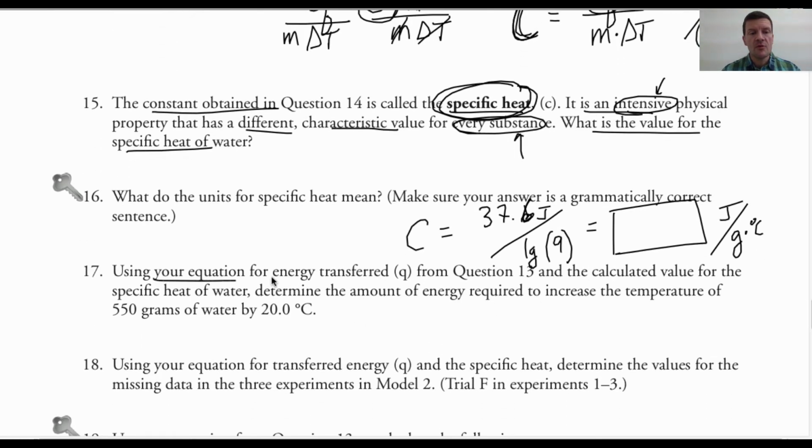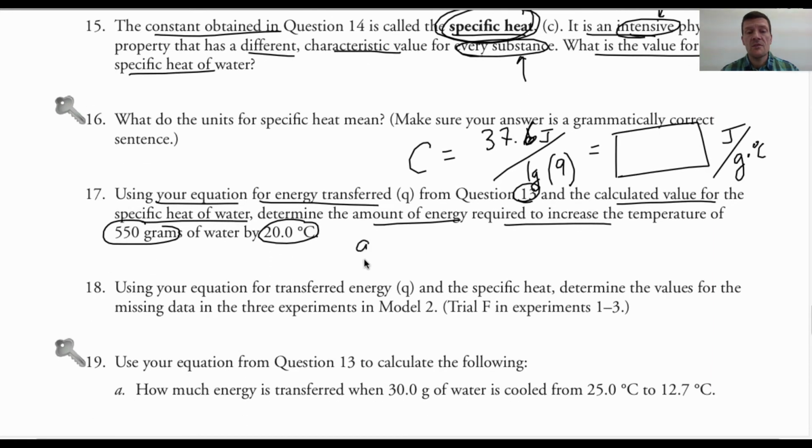So using your equation for energy transfer, as we just found in question 13, and a calculated value for the specific heat of water, determine the amount of energy required to increase the temperature of 550 grams of water by 20 degrees Celsius. Now that we've got our C value for water, you have to be told what substance you're dealing with so that you can use the specific heat value for that substance. Again, every substance has its own unique specific heat value.